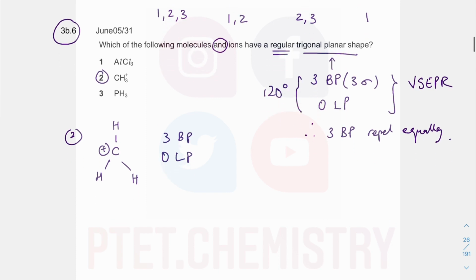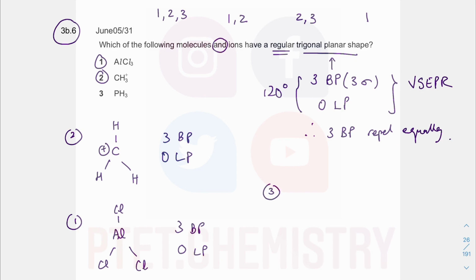If I go for option 1, aluminium doesn't need to have a charge because aluminium is in group 13. It's got 3 outer shell electrons. It uses 1, 2, and 3 for bonding to the chlorine. There are 3 sigma bonds, so there's 3 bond pair. And there's no more electrons left on the aluminium because it uses all 3 of its outer shell electrons for bonding. So the 3 bond pair again repel equally to give you trigonal planar geometry.